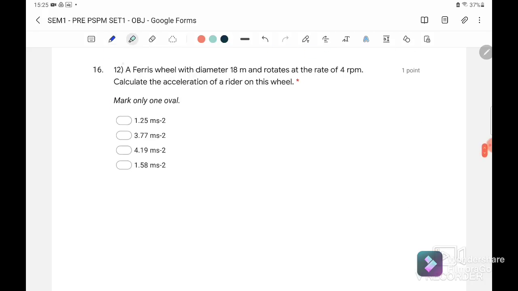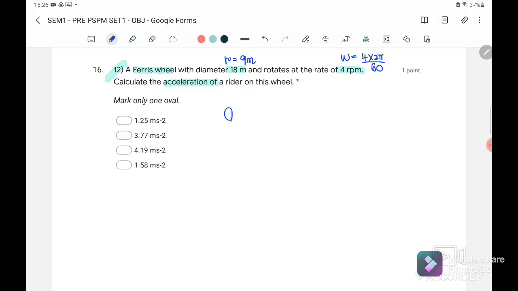Question number 12. A Ferris wheel with the diameter... we need to find the radius because later we want to use the value for radius, not the diameter. And with a rate of 4 revolutions per minute, here they give you the value for omega, which equals 4 revolutions, so we times 2 pi per 60 seconds. Calculate the acceleration of the rider on this wheel.